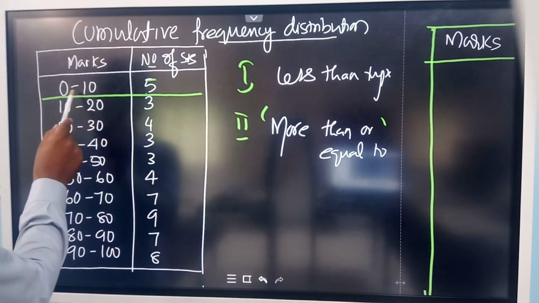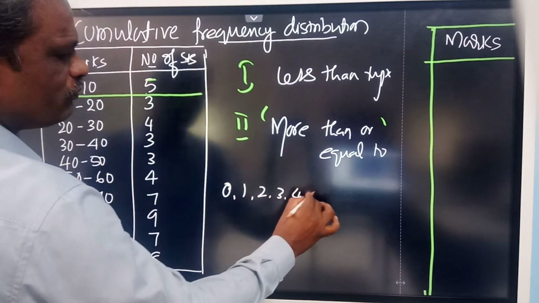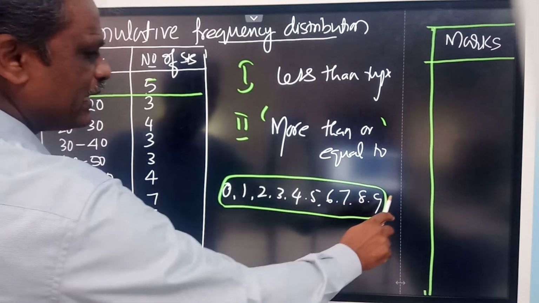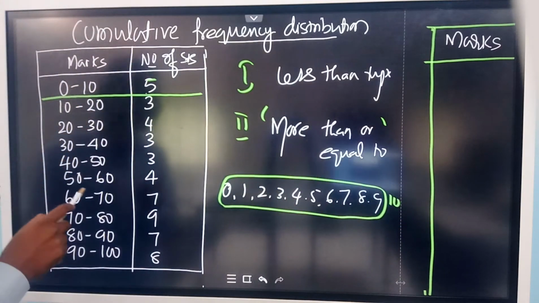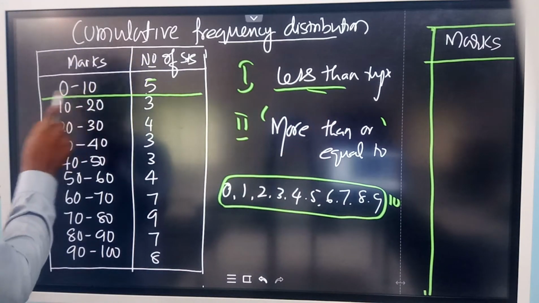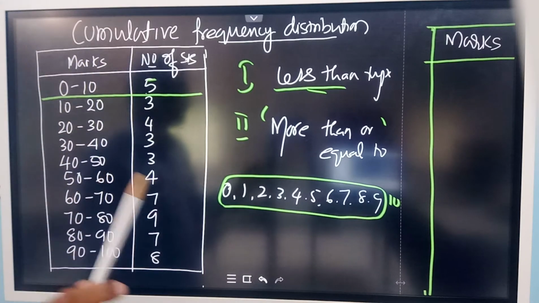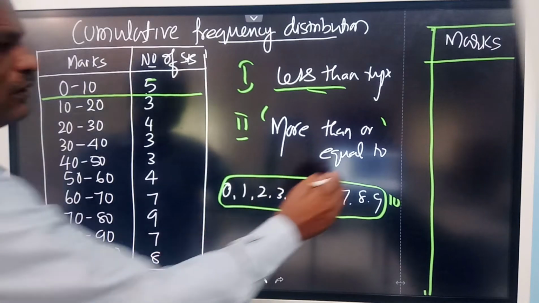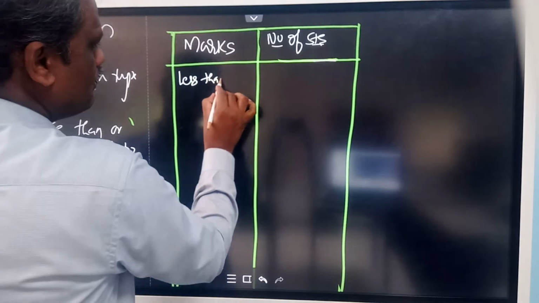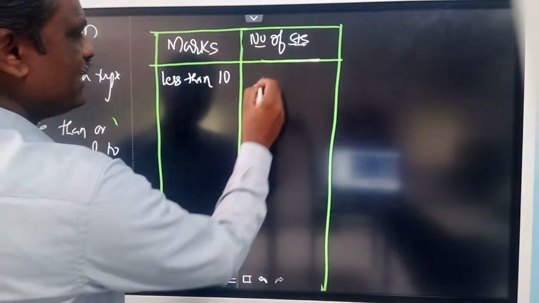So that means here 0 to 10 may be 0, 1, 2, 3, 4, 5, 6, 7, 8, 9 only. This many. So 10 will not be included in this group, 10 will come here. So you can take less than 10 here. Whatever the marks, you can take only less than 10. 0 to 10 means only up to 9. That means less than 10. So therefore I can write here, first one, marks less than 10. So how many will you find? It is 5. Less than 10 it is 5.